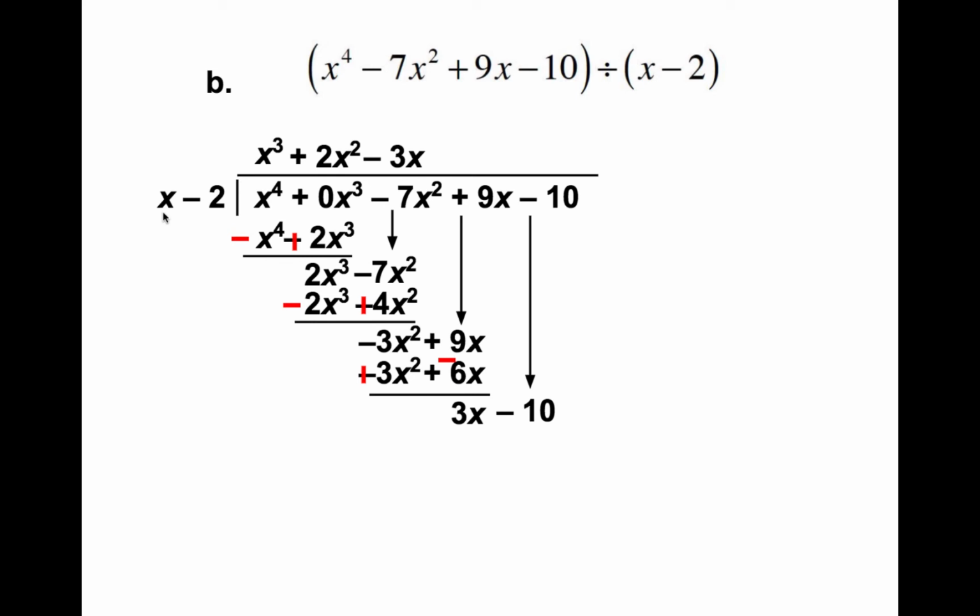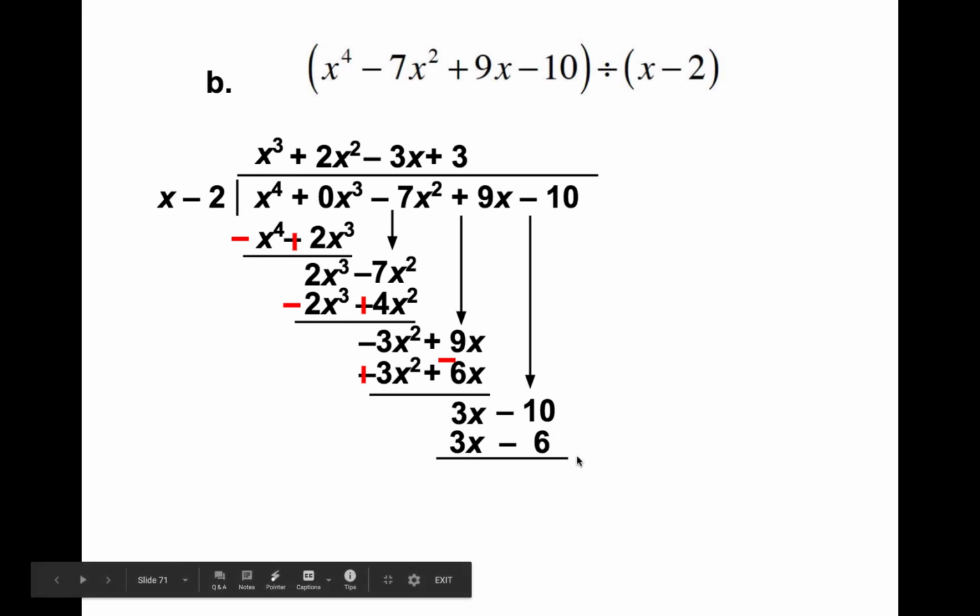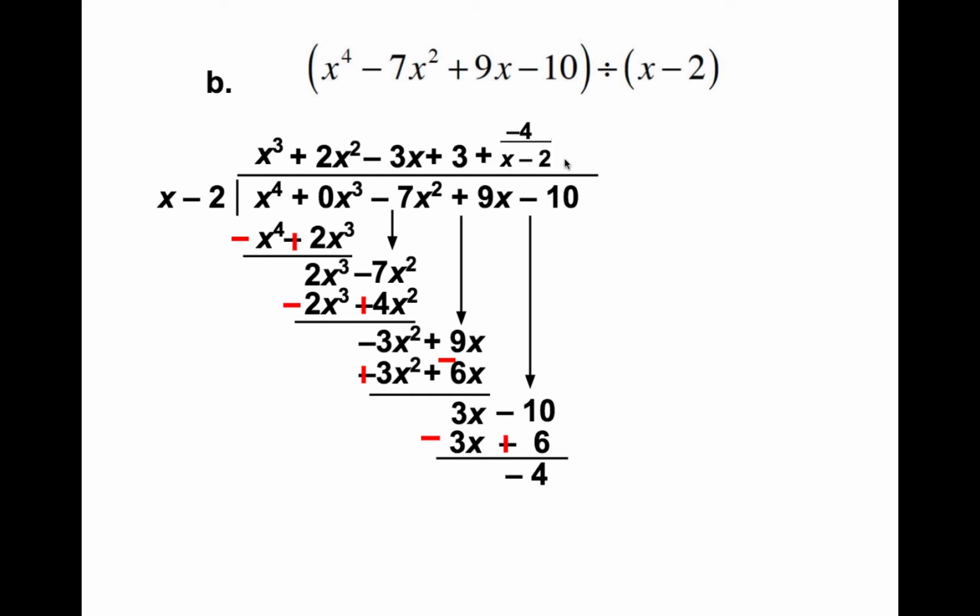First term, x times what is 3x? 3. Now we multiply. 3 times x is 3x. 3 times negative 2 is negative 6. Subtract the whole row, so we're going to change both signs. The x's cancel. I'm left with a negative 4. So we have all of this plus a negative 4 over what we're dividing by, x minus 2.